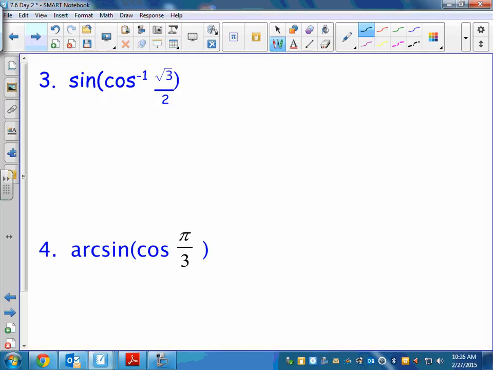All right, what about this? What if they mix up sine and cosine? You cannot use those properties. Sine and arc cosine don't cancel each other out, or arc cosine and sine. If they don't cancel each other out, this would be where you just have to start from the inside and work your way out.